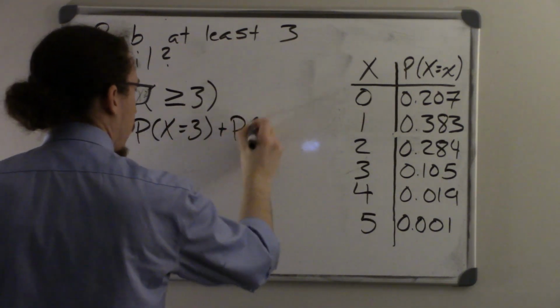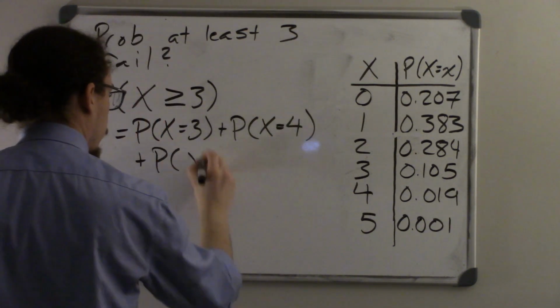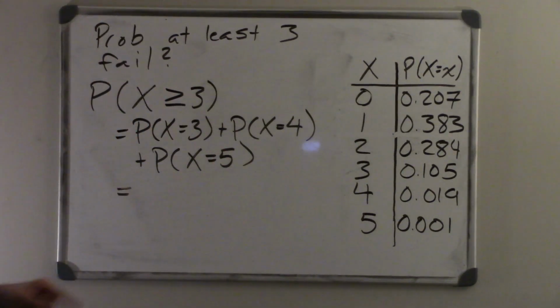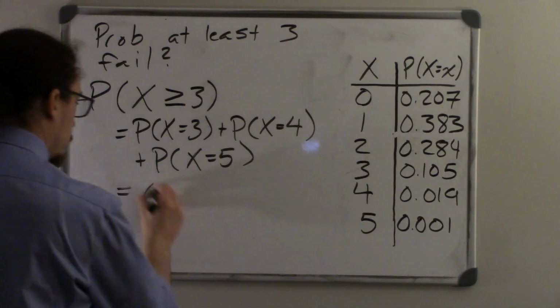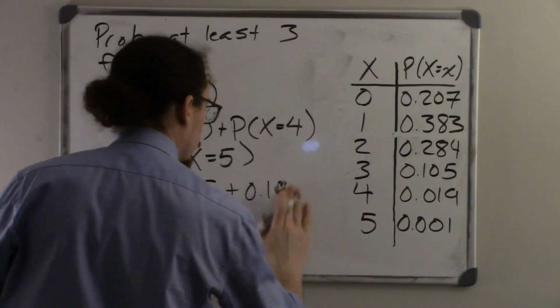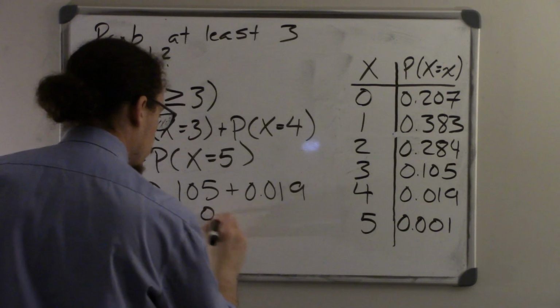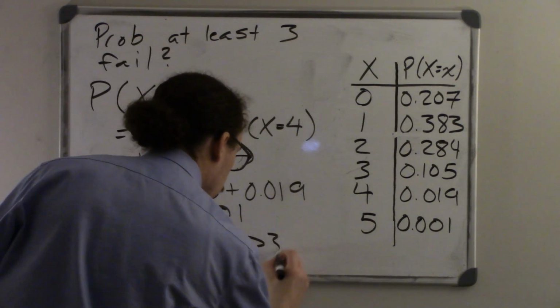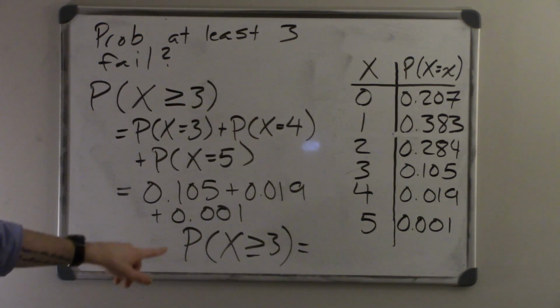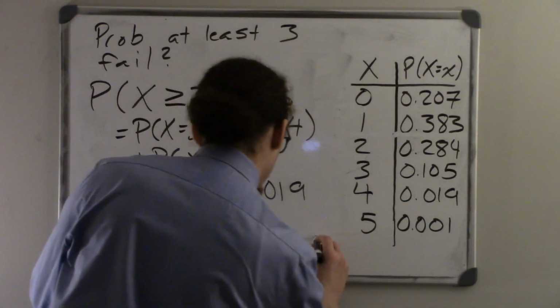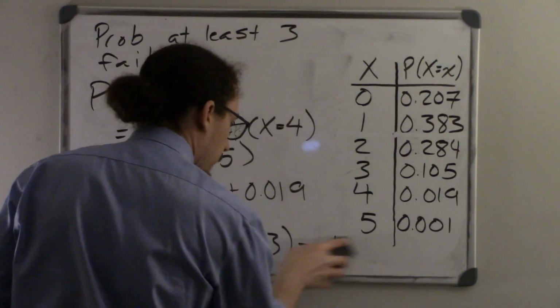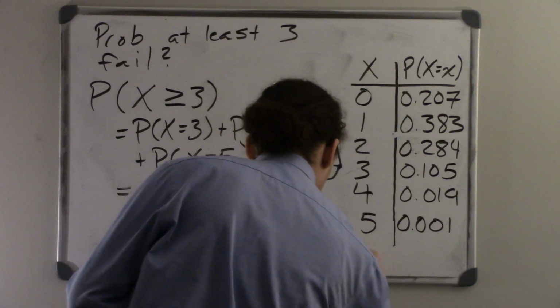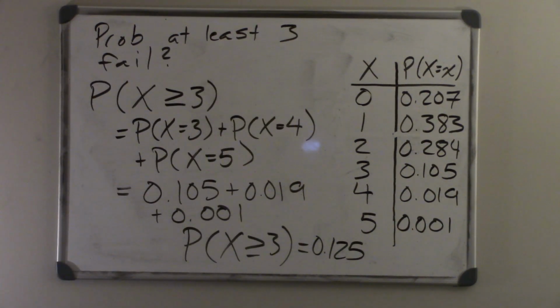Well, to find this probability, we just need to add up. Remember that our discrete probabilities are additive. So to find the probability x greater than or equal to 3, we're going to need to add the probability x equals 3 plus x equals 4 plus x equals 5. So 0.105 plus 0.019 plus 0.001. And that is going to leave us with the probability x greater than or equal to 3 is equal to 0.125. That is bad. So 0.125, unless I did that math in my head wrong.